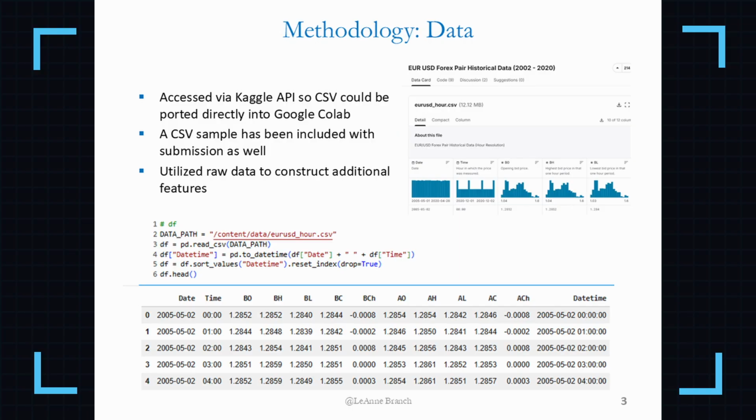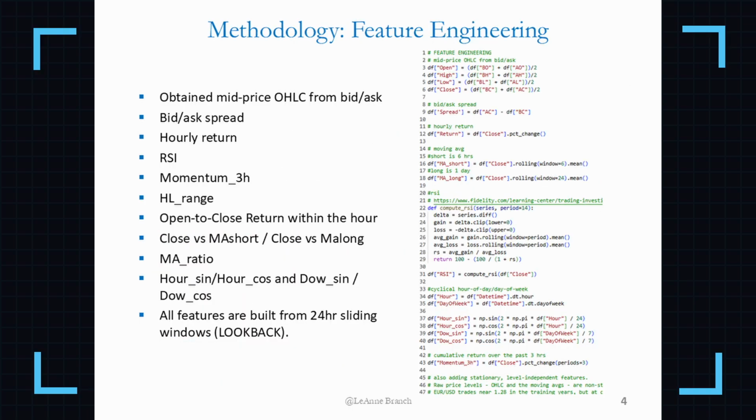To import all that into Google Colab, I just used my Kaggle API key and then downloaded it from there. So once I had it, I could put it in a data frame and I was able to start manipulating the data. So those basic columns that I had originally from the data itself were not quite enough to do all the analysis I needed, so I did some feature engineering.